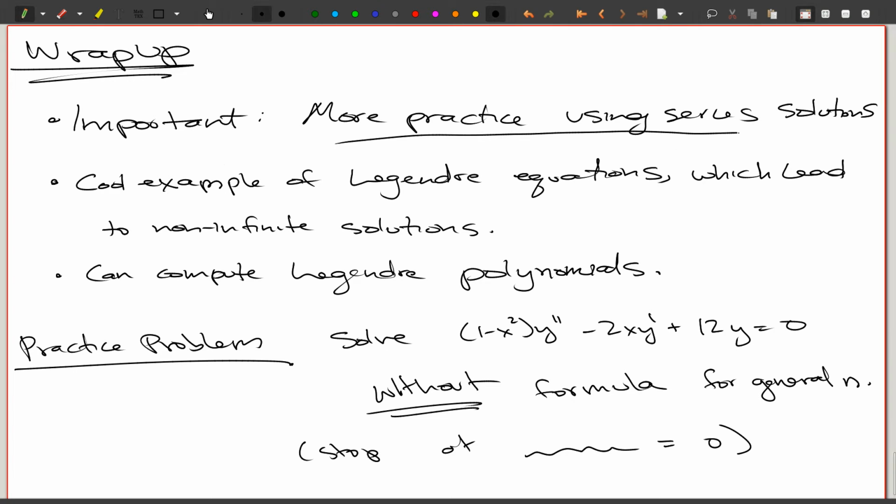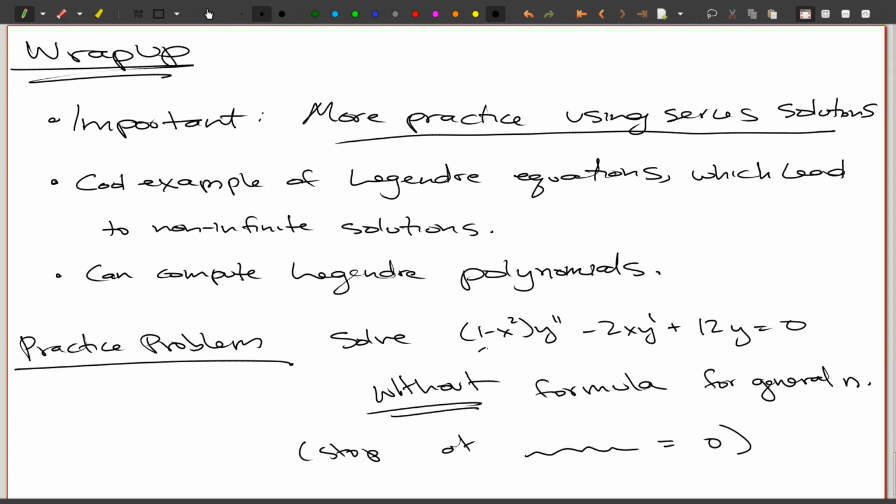The most important thing is that you got more practice using series solutions. So what you need to do is be able to use the process that I had on that general n for any type of series. That's really why we did this. It was just a cool example for us to focus on those Legendre equations because they lead to some non-infinite solutions, which is kind of fun. And they lead you to Legendre polynomials. A lot of you won't ever see those again, but if you do, you'll be like, oh, they're also in differential equations.